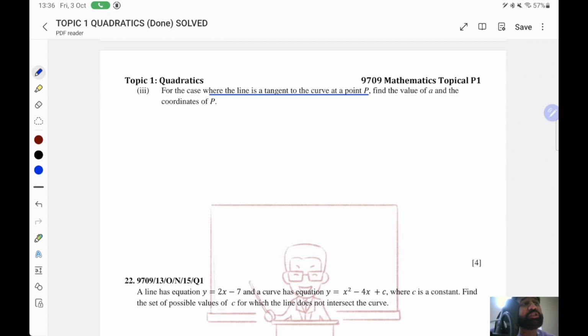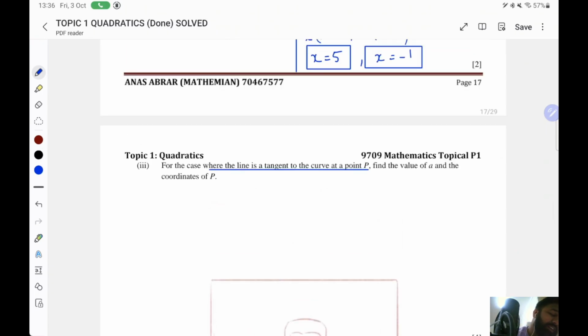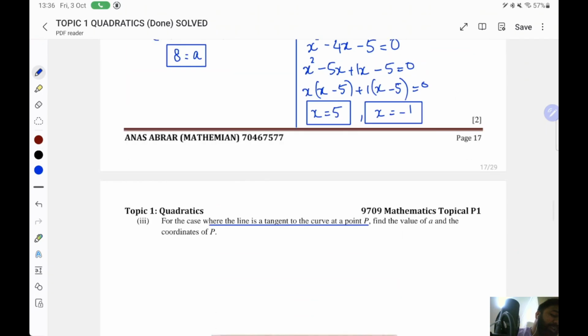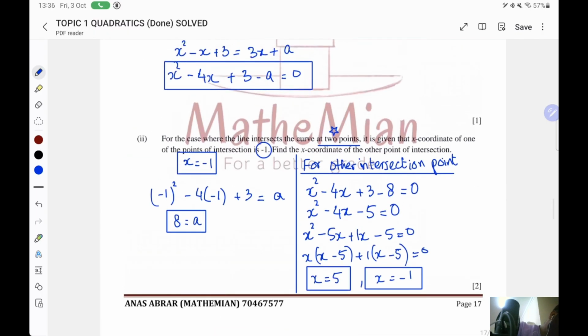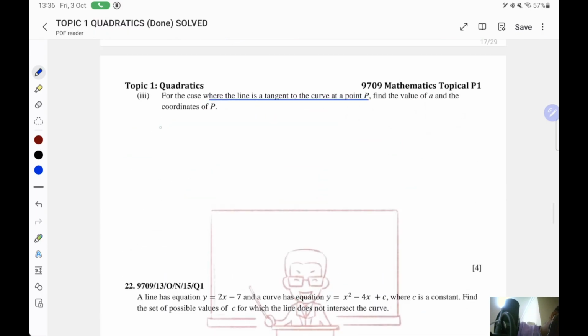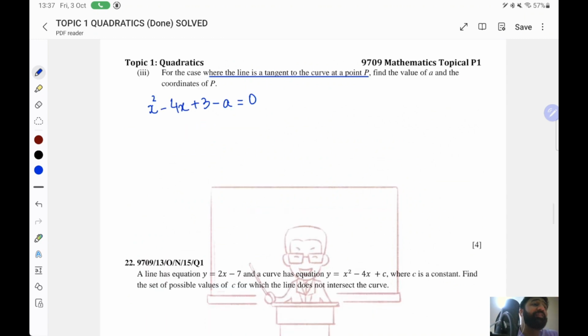Now in this question he is saying that you need to find that specific point where the line and the curve intersect at a single point, which means that they are tangent to each other. So you are going to use the equation of intersection, which is x squared minus 4x plus 3 minus a equals 0. This is the equation of intersection.